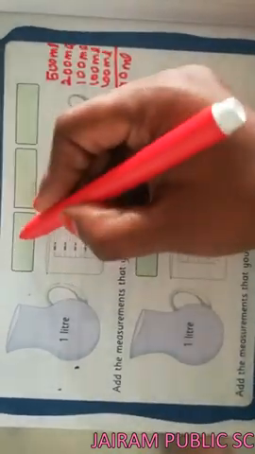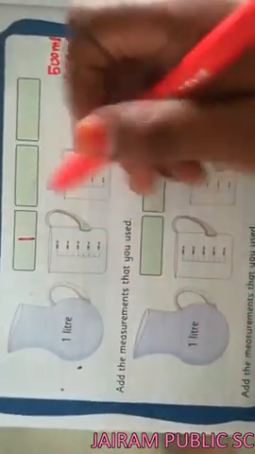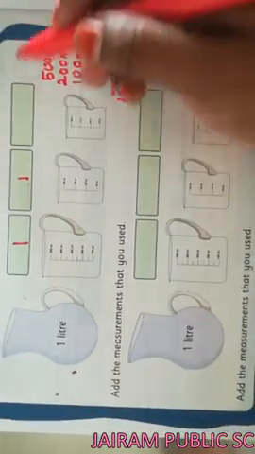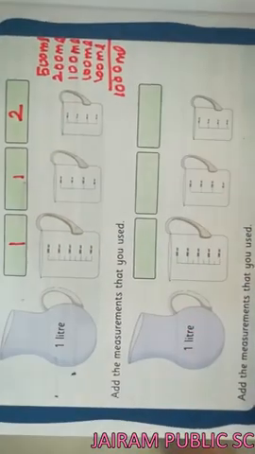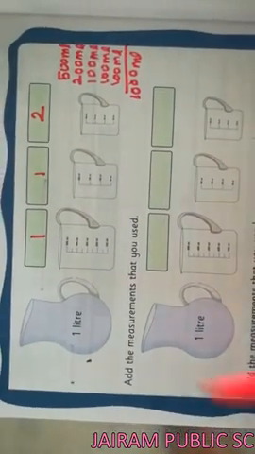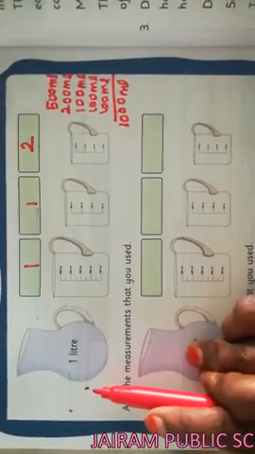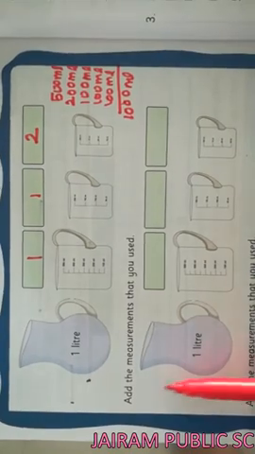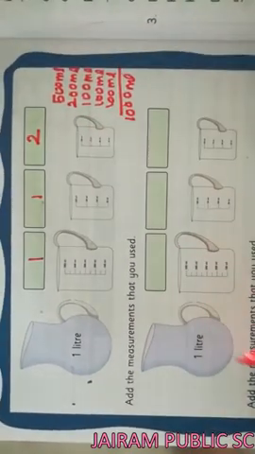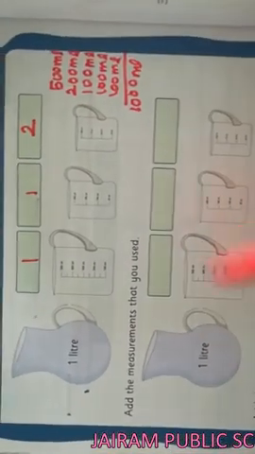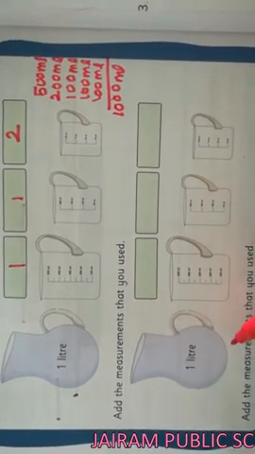Here I will use the 500 ml cup 1 time, the 200 ml cup 1 time, the 100 ml cup 2 times. Like that we have to add, we will get 1000 ml which is equal to 1 liter. For that we have to add the measuring cups we used. Now the next sum will be a 1 liter cup. We have to fill the 1 liter cup.